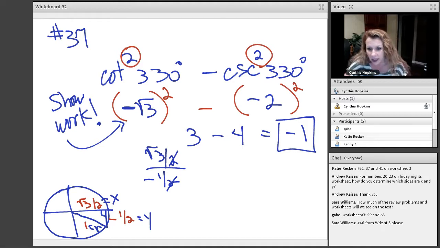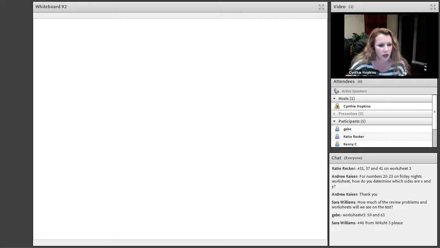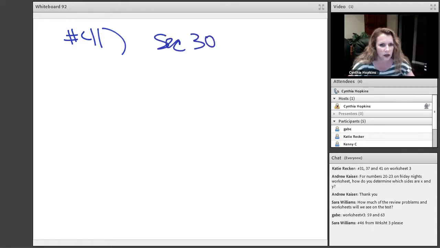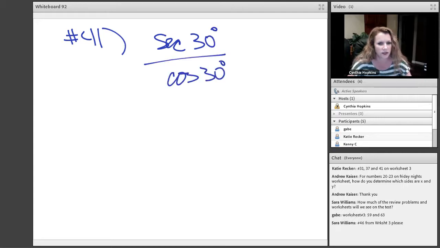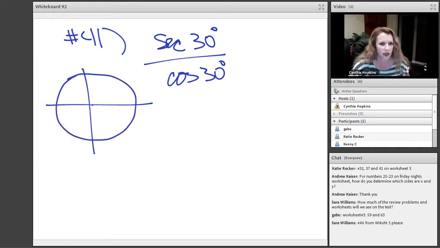Okay. Katie's last question, number 41 on the same worksheet. All right, 41 says secant of 30 degrees divided by cosine of 30 degrees. All right, so I'm going to draw a 30-degree angle in standard position, draw the perpendicular to the x-axis when my hypotenuse is 1. The short leg is 1/2. The long leg is rad 3 over 2. Of course, everything's positive because we're in the first quadrant.